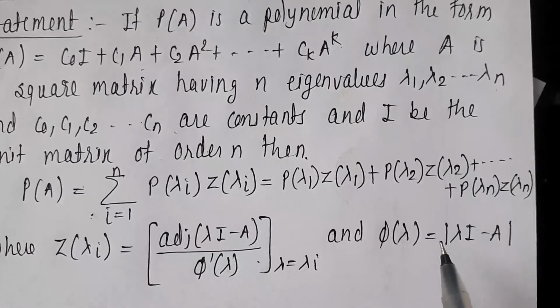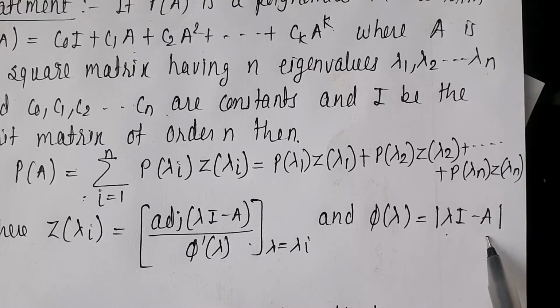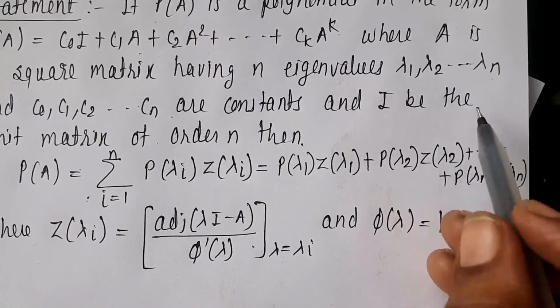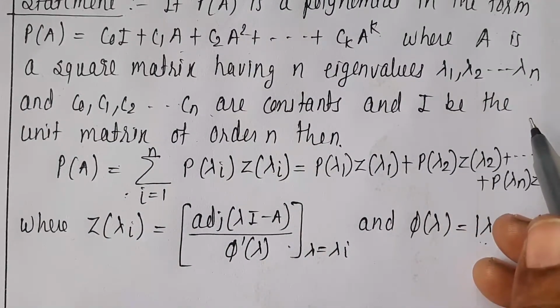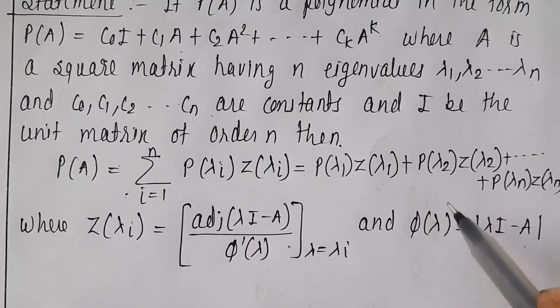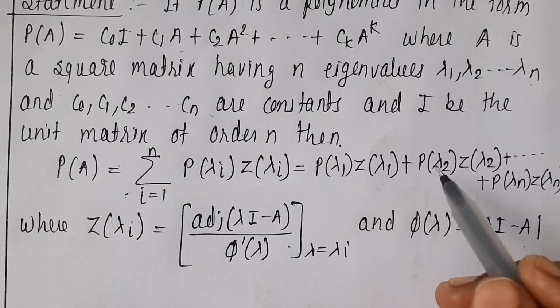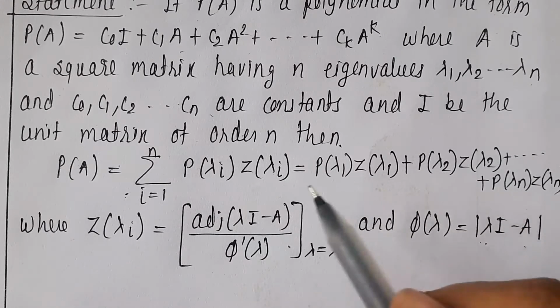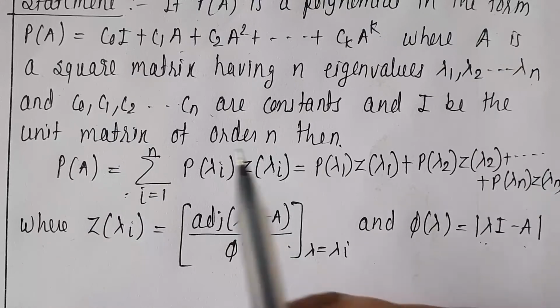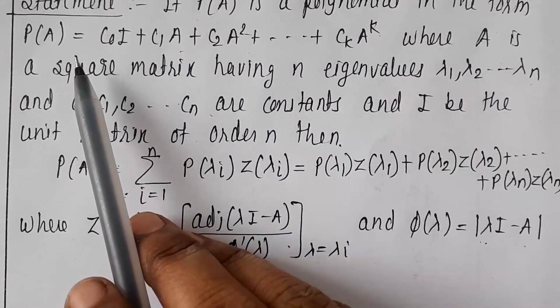Second step is, first find out lambda I minus A. Next find out its determinant, and by using that determinant find out its eigenvalues lambda 1, lambda 2 up to lambda n. Once we get the eigenvalues, then we can find out P of lambda 1, P of lambda 2, P of lambda n by substituting lambda 1, lambda 2, lambda 3 in the given statement.